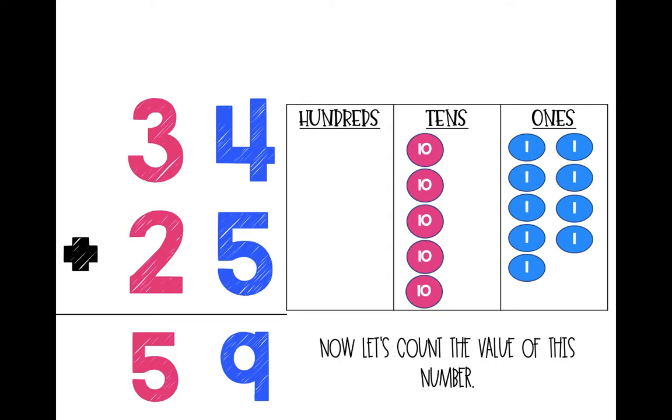Now, let's count the value of our number. Ready? 10, 20, 30, 40, 50, 51, 52, 53, 54, 55, 56, 57, 58, 59. So 34 plus 25 equals 59. See how our place value chart still matches our vertical form? We want to make sure they always match because that's the best way to check our work.